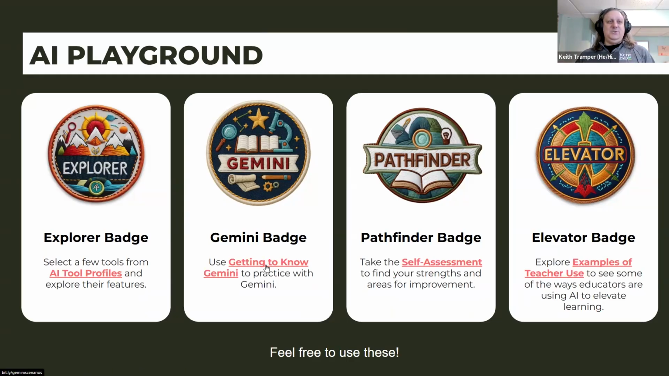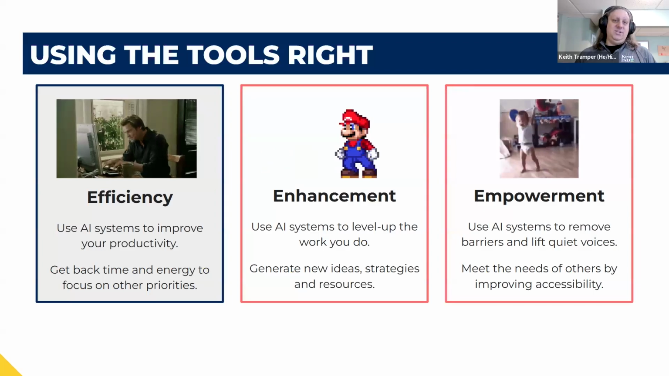There's a Gemini badge where you can take kind of the same thing we just did in that demo, but different scenarios for different content areas, different grade levels. There's a Pathfinder badge where they can actually go through that self-assessment and start thinking about spaces they could learn. And an Elevator badge that gets into examples of how teachers are actually integrating this into classrooms from the workshops that we've done. So again, I hope these are all resources that you can use in your role or expand your own knowledge even.